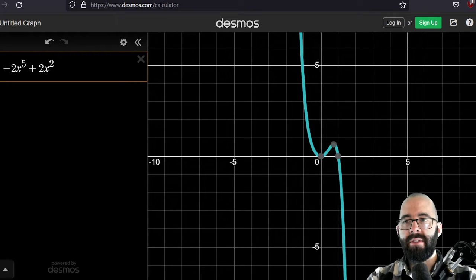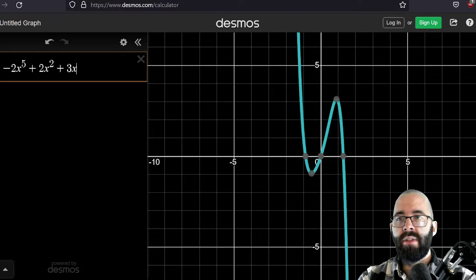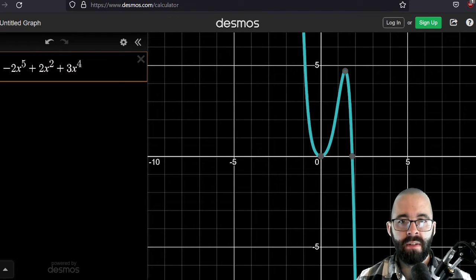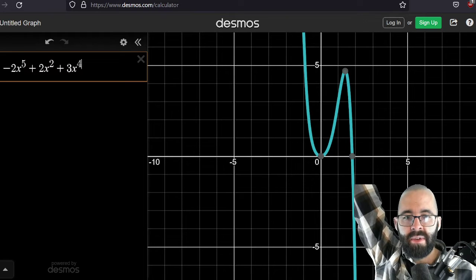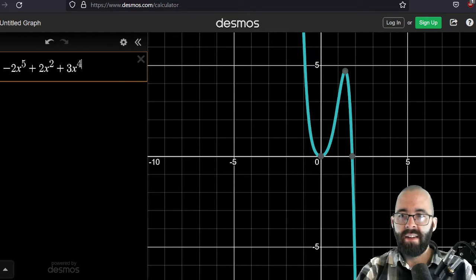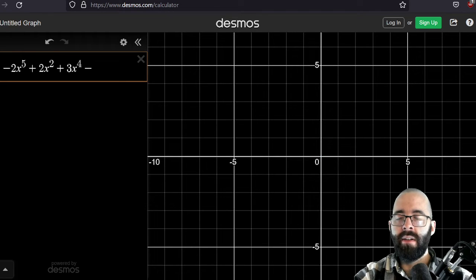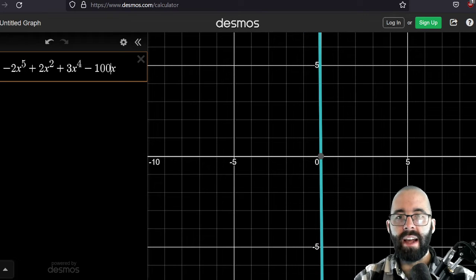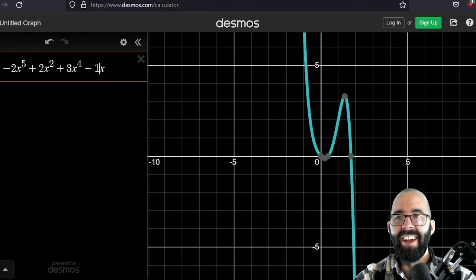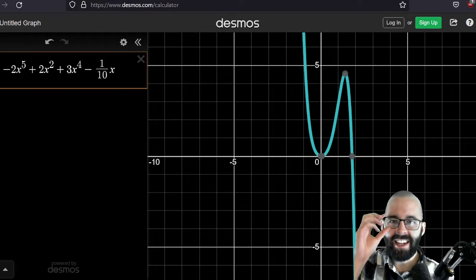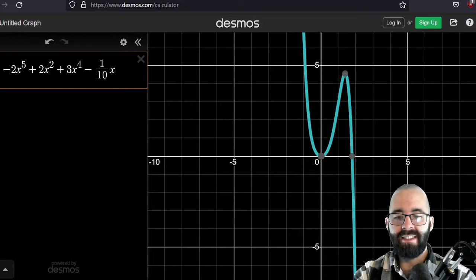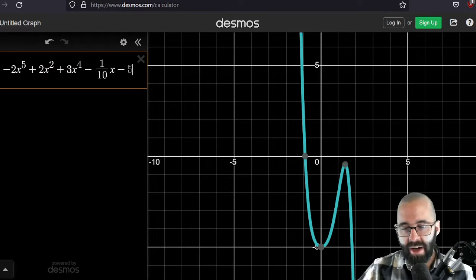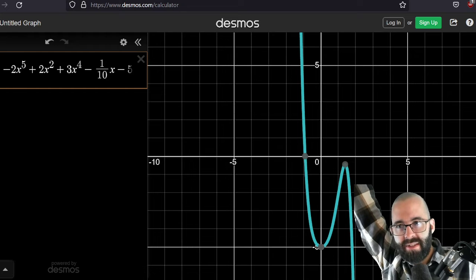Now let's add another term. Let's say 3x to the 4th. Different stuff going on in the middle, but to the left, it's still going up, and it's still going down to the right. Let's add a term 1x. Okay, what about 100x? Oh, that was a bad idea. That made it really hard to see. 1/10x. Let's subtract 55. Again, it doesn't matter what I'm doing to this polynomial, the end behavior is always the same.